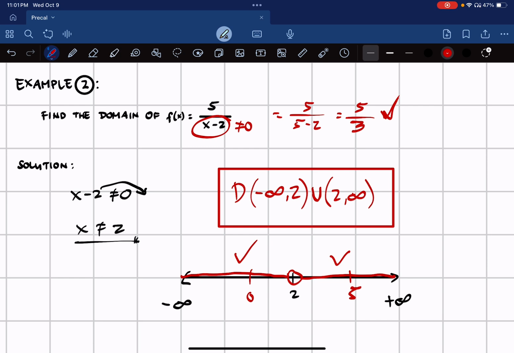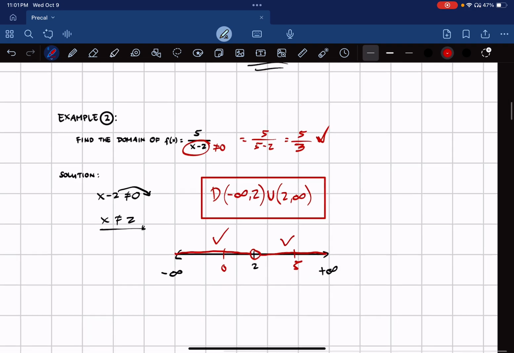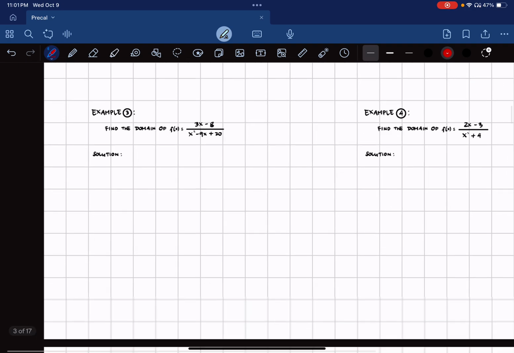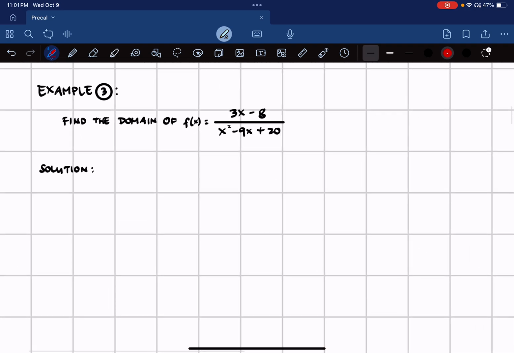Let's go straight to example 3. Now, this is a rational function, and the expression in the denominator is a quadratic function. For a rational expression, our only consideration is that the denominator must not be equal to 0.